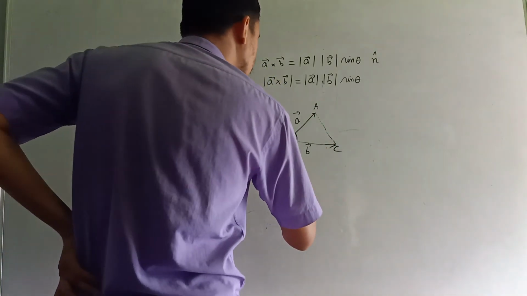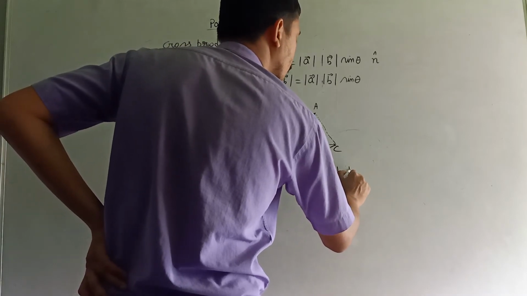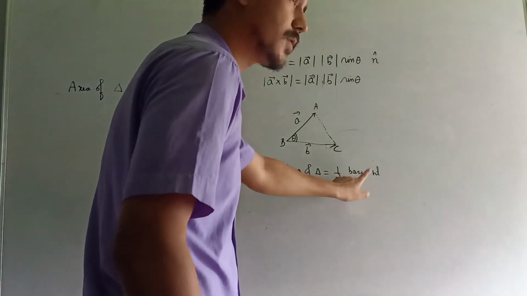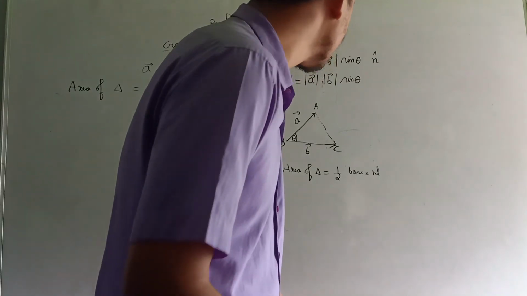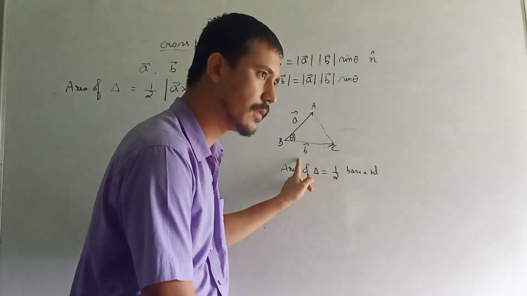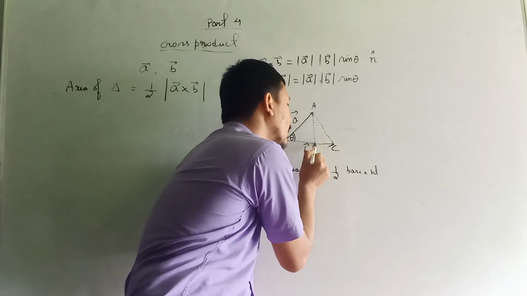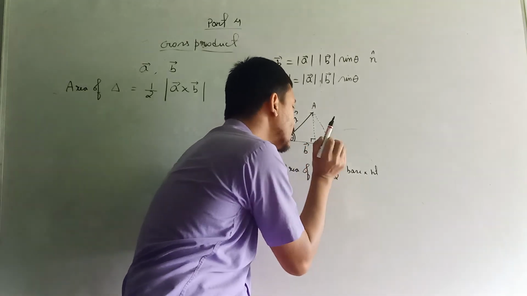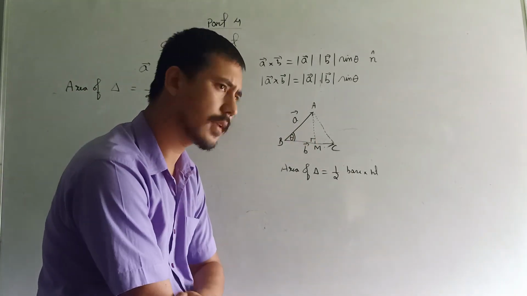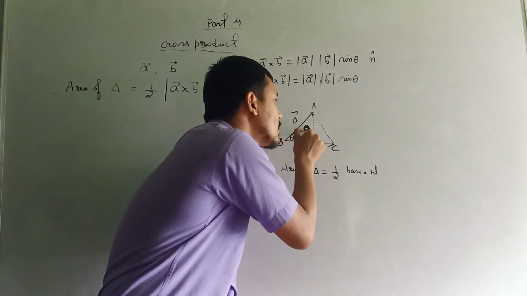Area of triangle means half base into height. Here this is not cross product. Now, if I assume base BC to be vector B, then I have to draw a line which is perpendicular to BC. So AM gives you the height of the triangle. In order to find AM, I need to consider this right triangle.